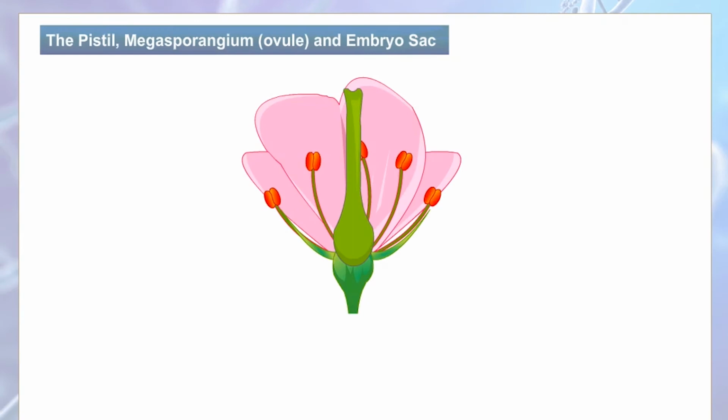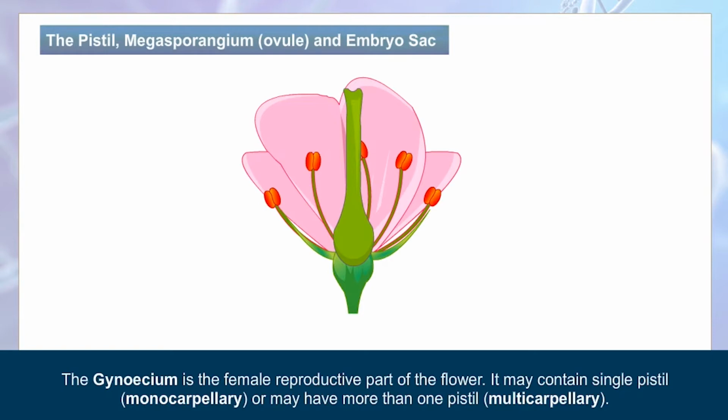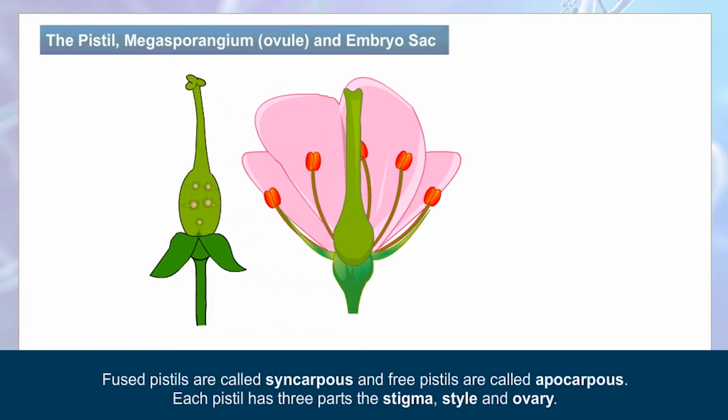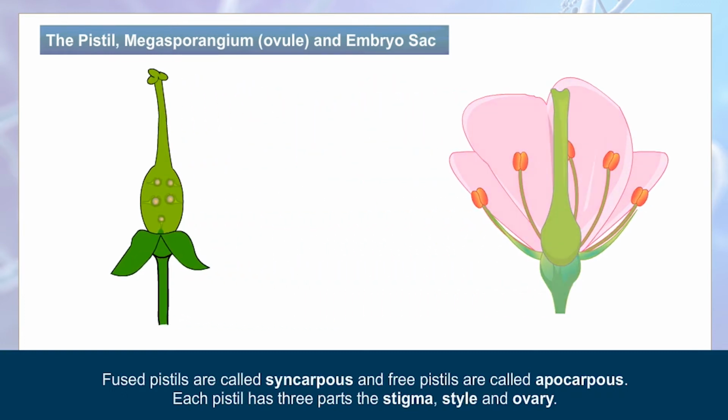The pistil, megasporangium, ovule and embryo sac. The gynoecium is the female reproductive part of the flower. It may contain a single pistil, monocarpellary, or may have more than one pistil, multicarpellary. Fused pistils are called syncarpous and free pistils are called apocarpous. Each pistil has three parts, the stigma, style and ovary.